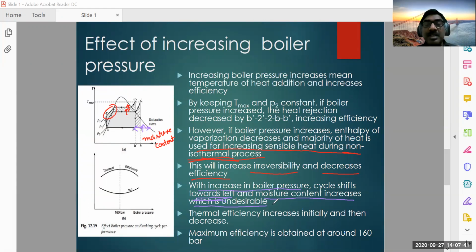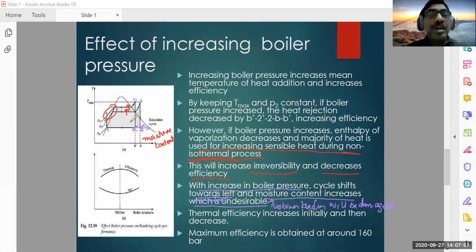Undesirable why? Because the turbine blades will get damaged. The turbine blades will get damaged.